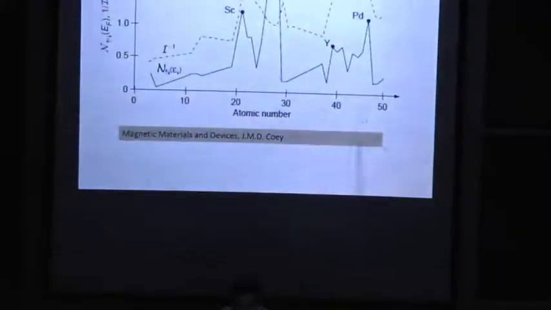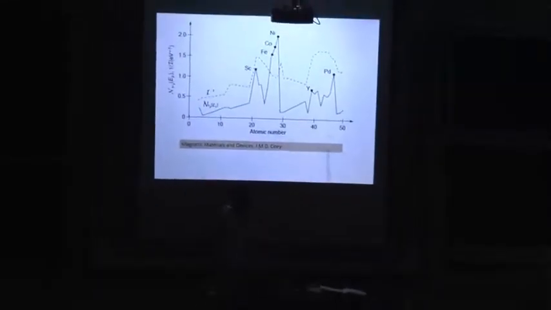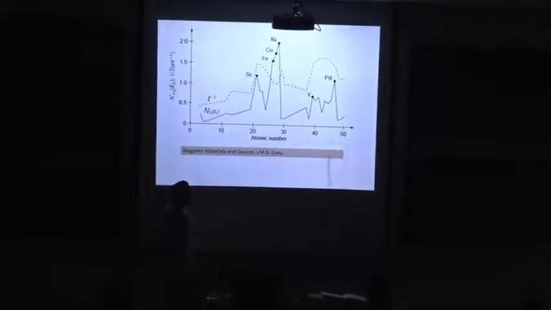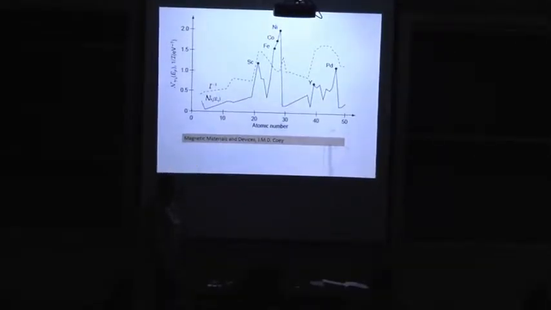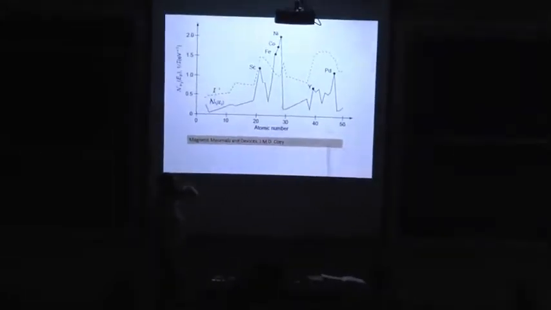Alright, so here is the graph. This solid graph shows you the density of states at the Fermi level, G, for different elements inside the periodic table.